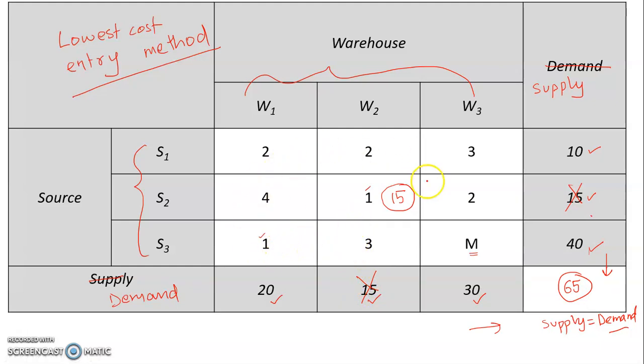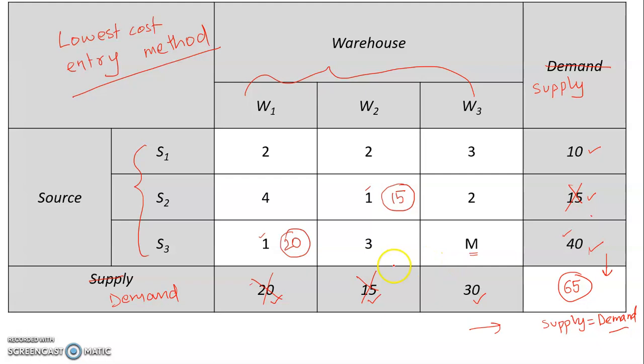I'll go once again and search the table for the lowest cost, and here again I find the lowest cost. With respect to this cell, the demand is 20 units and the supply is 40 units. So I'm going to pick the minimum of supply and demand. Supply is 40 units, demand is 20, so I'm going to enter the number 20 here. So the demand of W1 is met, it doesn't need anything else.